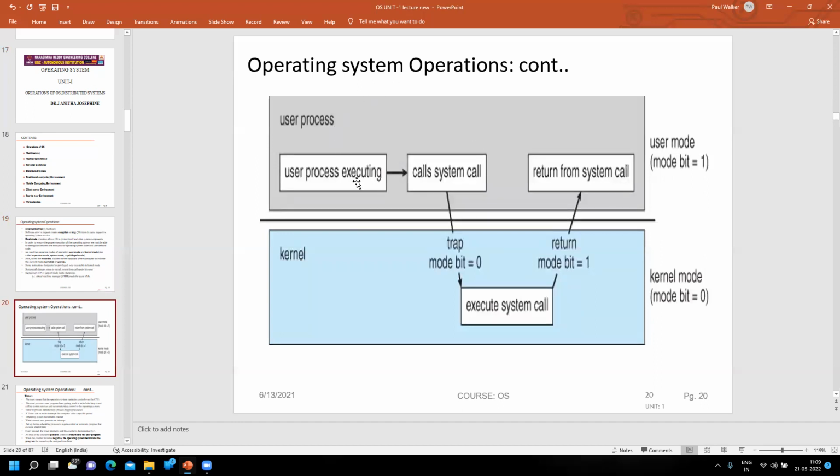Whenever a user is going to execute a process, a system call is created. The system call is then transferred to the kernel. Here, the execution of the system call takes place by two methods. One is trap, where the bit will be assigned to 0, which represents the kernel mode. The trap will again assign the return mode, and the mode will be set as 1, which is called user mode. After that, the execution gives control back to the original system call. So this is the process behind operating system operations.